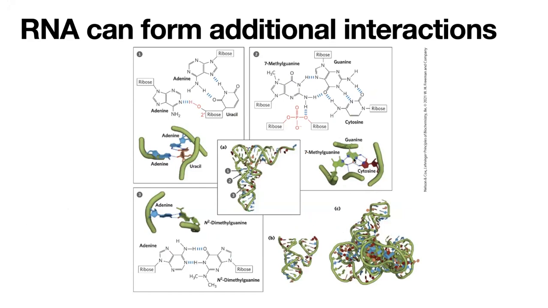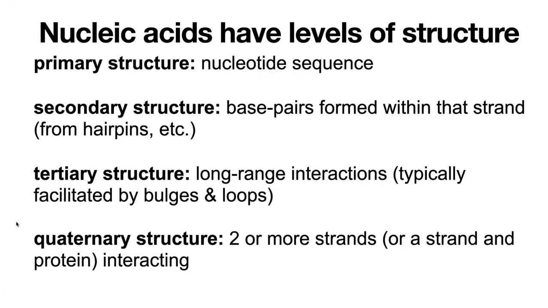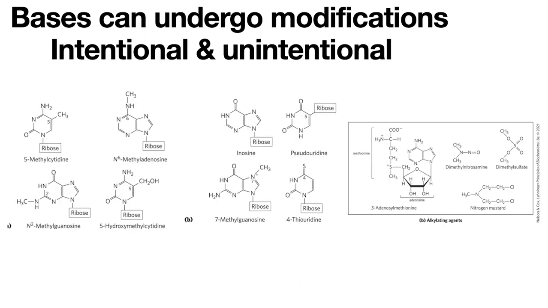We're within this single strand, but we're within kind of parts that are coming together from multiple regions of the RNA sequence. If we have that RNA then interact with another RNA or interact with a protein, we can call that quaternary structure. Bases can also be modified. We'll talk more in a minute about some sorts of unintentional modifications, but there are also intentional modifications, and you see a lot of modified nucleotides in the case of RNA, especially in things like transfer RNAs and ribosomal RNAs. There's a lot of modifications.